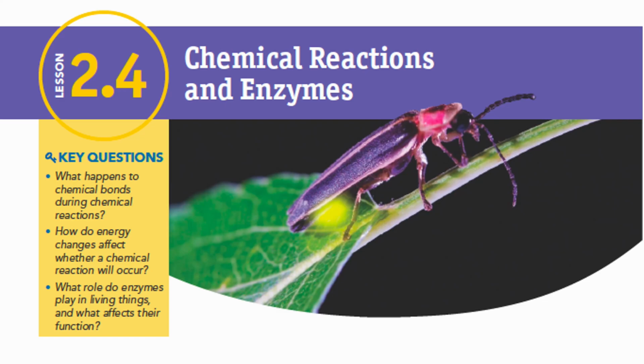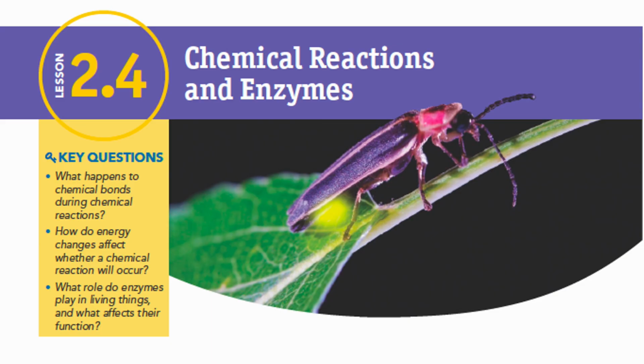So for our last lesson here, in chapter 2, we're going to be looking at chemical reactions and enzymes. So remember, enzymes are proteins that are made of the monomer amino acids. And all of these chemical reactions in our body are driven by these proteins, enzymes, in order to make them fast enough for life to exist.